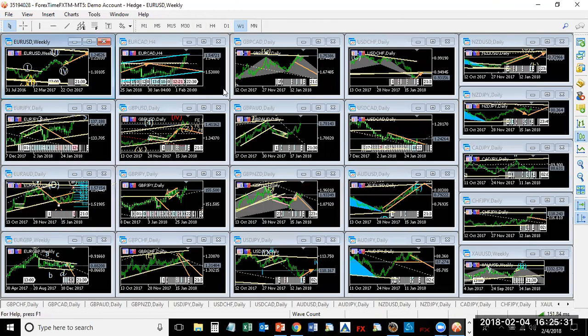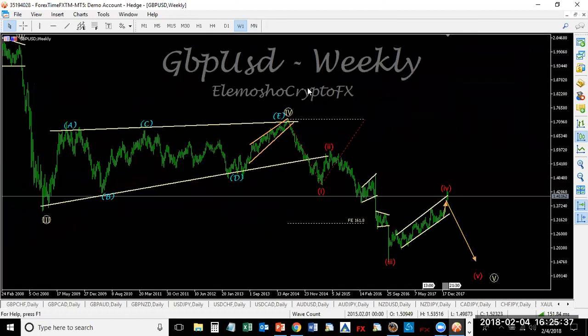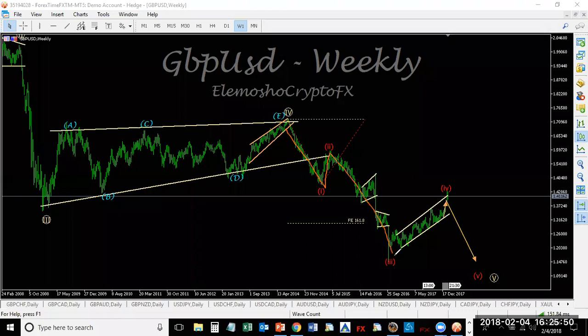The next one is the GBP USD, and I've already communicated this structure to you guys before, which is that I'm expecting the last impulse to the downside before any story. Now, this is clearly a 1, 2, 3, 4, 5, which I'm going to draw right now. Wave 1, wave 2, wave 3, wave 4, and I'm expecting my wave 5.